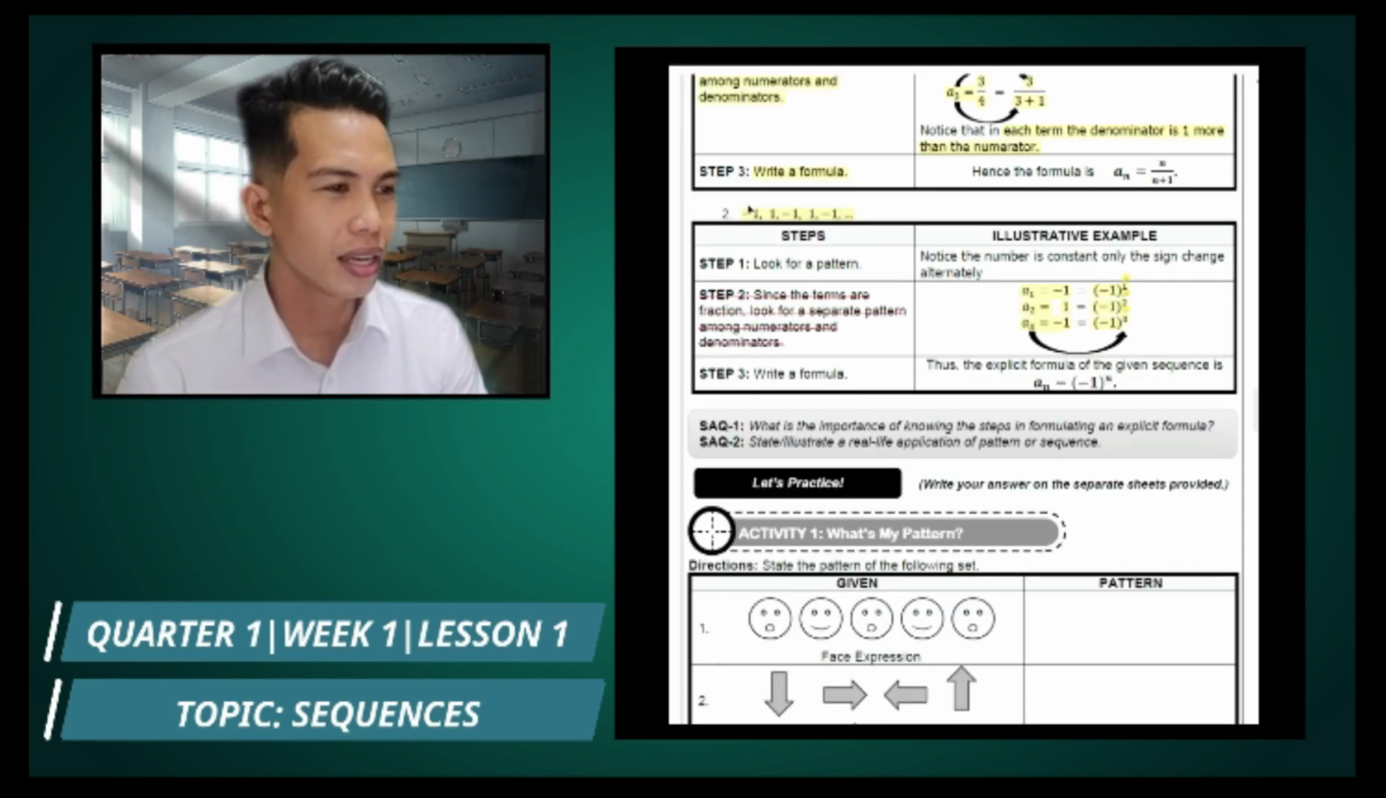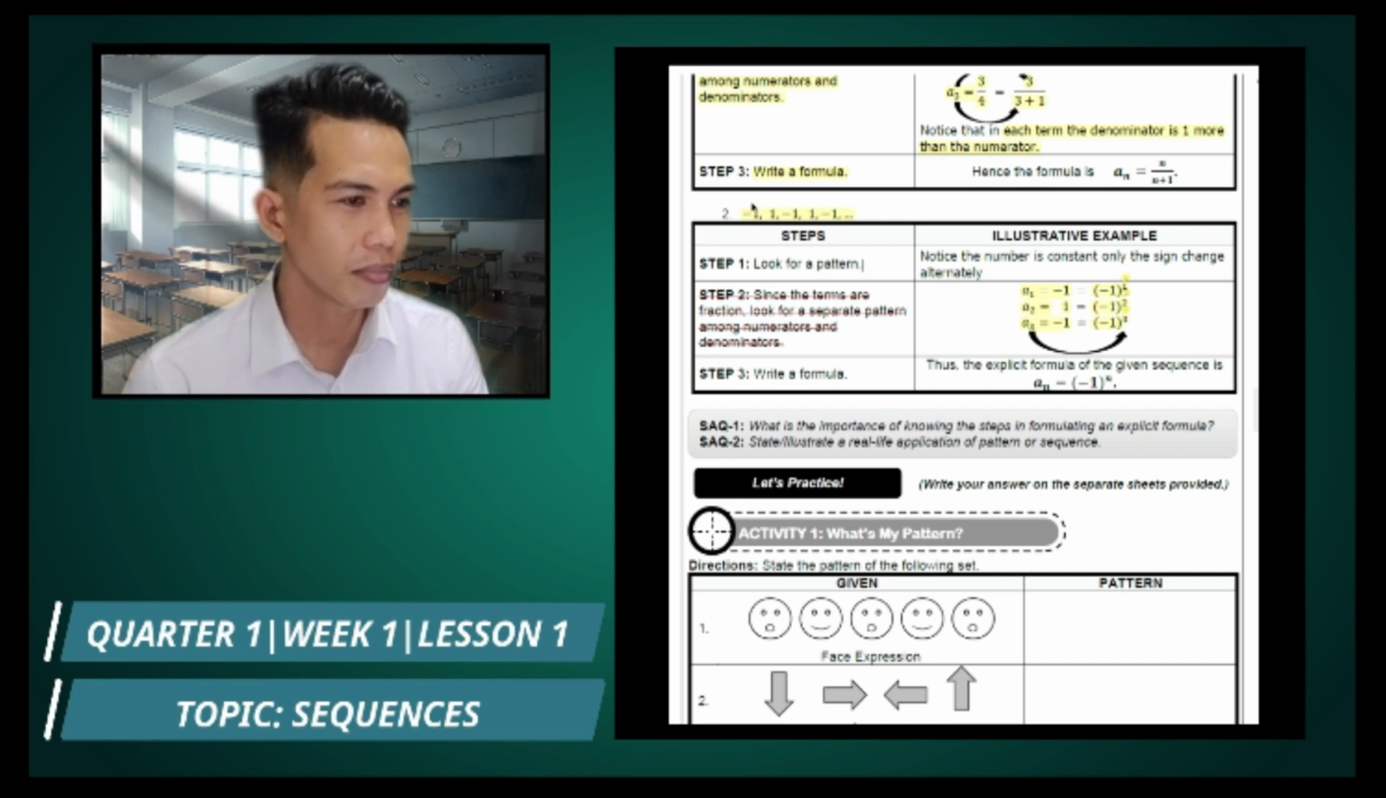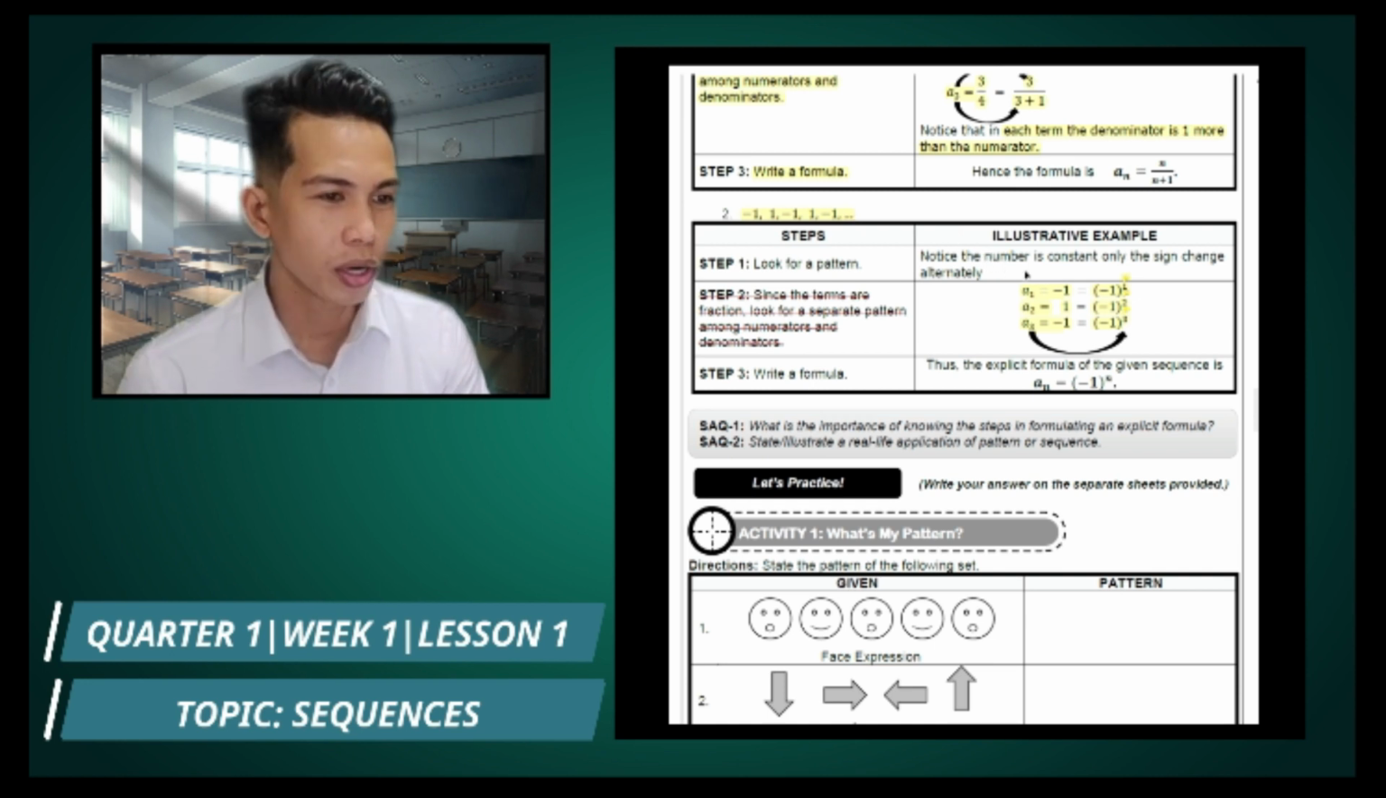Number 2, we have negative 1, positive 1, negative 1, positive 1, negative 1, and so on. So for step number 1, look for a pattern. You notice that the number is constant, only the sign is changing alternately from the first term, negative 1, second term is positive 1, then negative, positive, negative, and so on. Now that we already observed the pattern, we are going to write each term in exponential form.